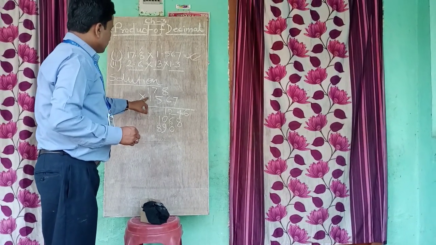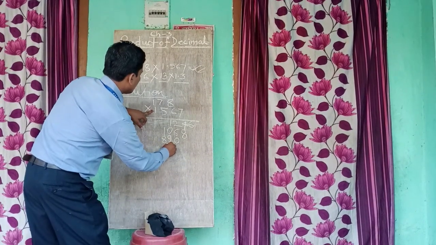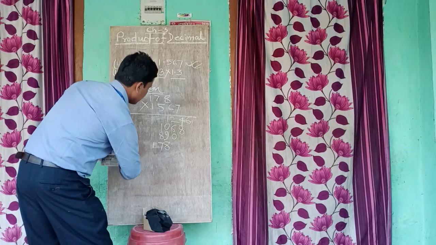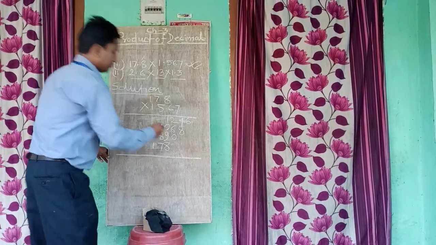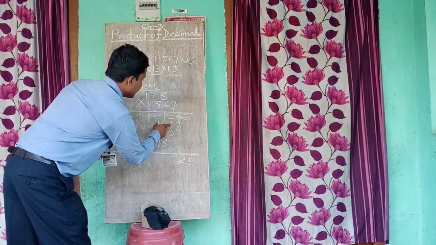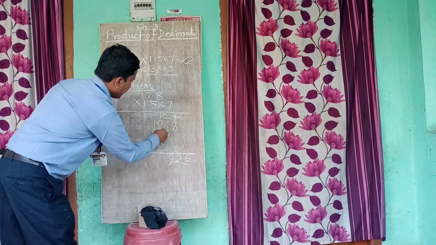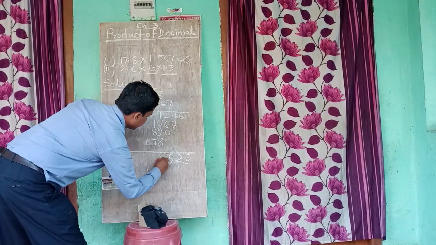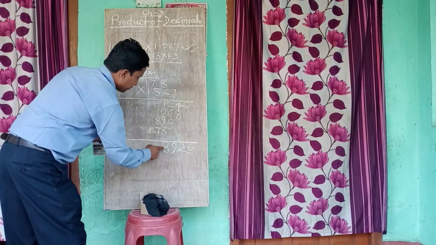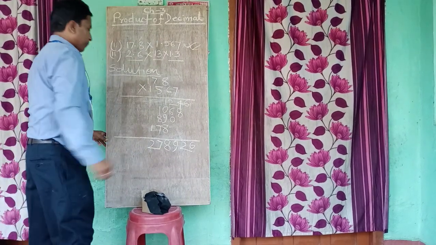Now multiply with 1: 1 eight, 1 seven, 1 one. Now add. 6, 4, 8, 12, 1 carry. 6, 2, 8, 1, 9, 9, 1, 10, 10, 8, 18. 7, 8, 15, 1, 16, 1 carry, 17, 1 1 2.